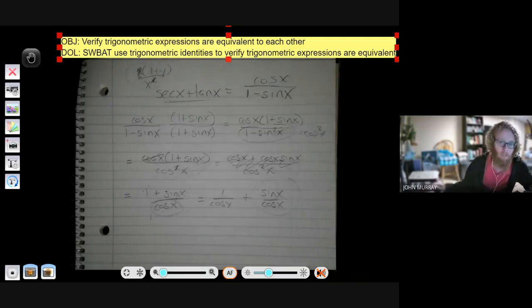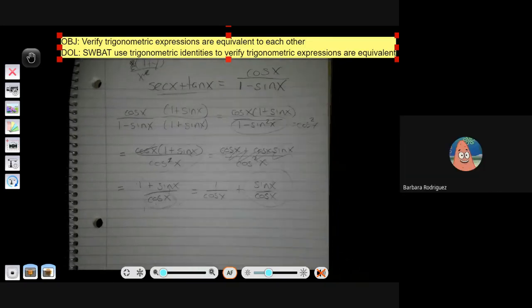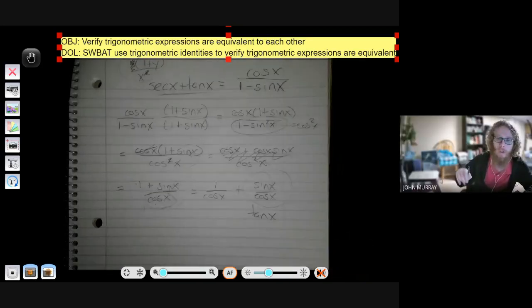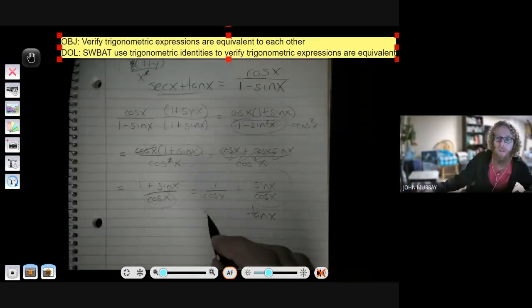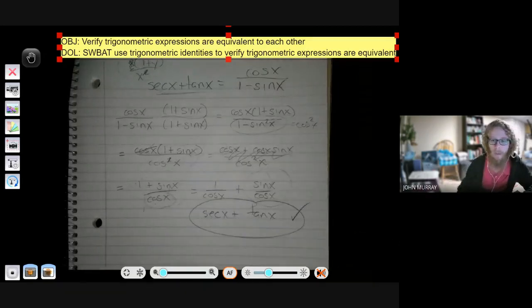Now, Barbara, what do we see there? Sine over cosine. Tangent. And 1 over cosine, we use the reciprocal rule. We get our secant. All right, so there we verified the identity. Yay, all right, smart.